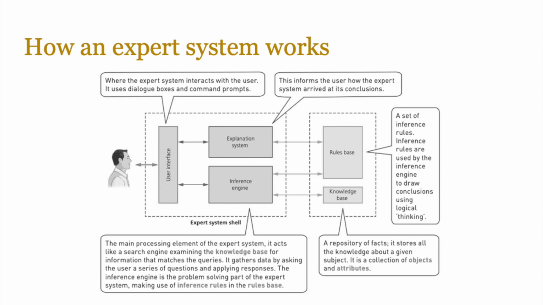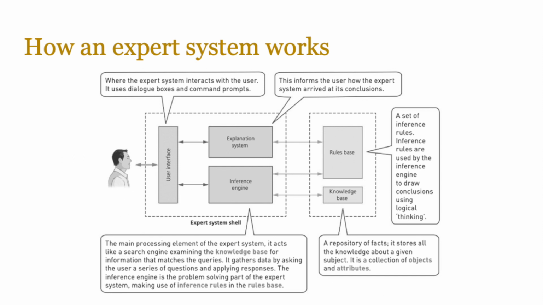It makes use of inference rules in the rule space, so it queries both of those databases. A parallel system called an explanation system is also in place because this informs the user how the expert system arrived at its conclusion. So the reasoning has to be explained as well, otherwise there's no trust. Both of these systems are utilized by the user interface, which is what the user or the end user uses to query the system. This is where the expert system interacts with the user.